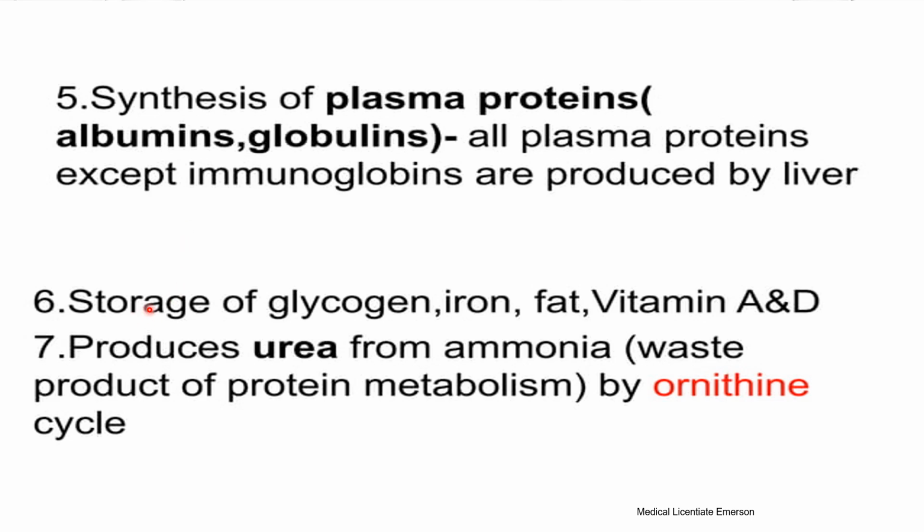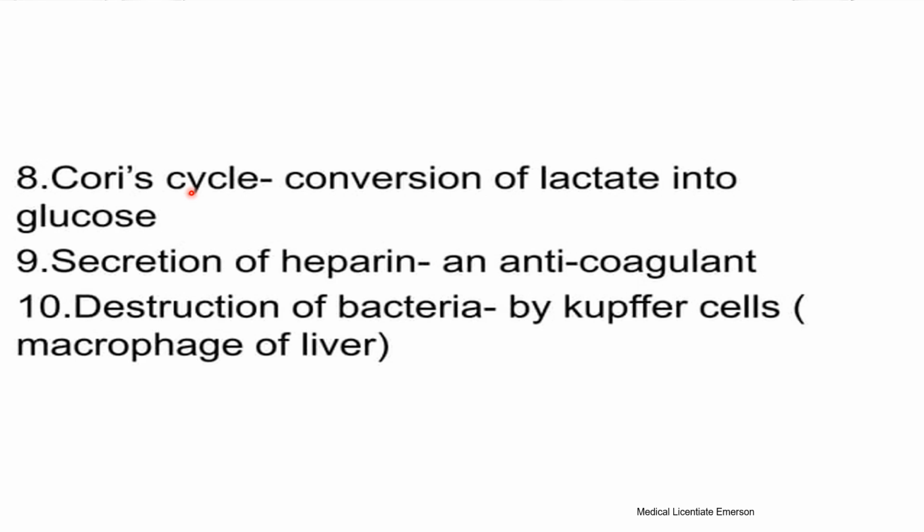Okay, so let's continue. The sixth function is storage of glycogen, iron, fat, and vitamins A and D. It also produces urea from ammonia, which is the waste product of protein metabolism, by the ornithine cycle. It produces urea from ammonia. Then the other function is in the Cori cycle, where there is conversion of lactate into glucose. So this is also another function.